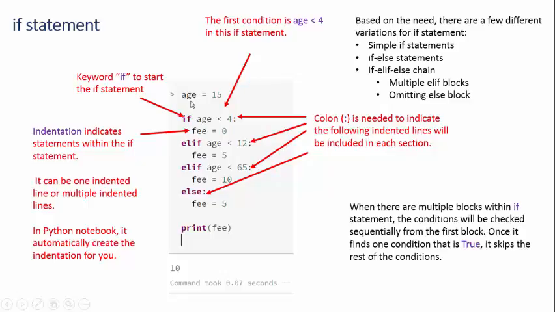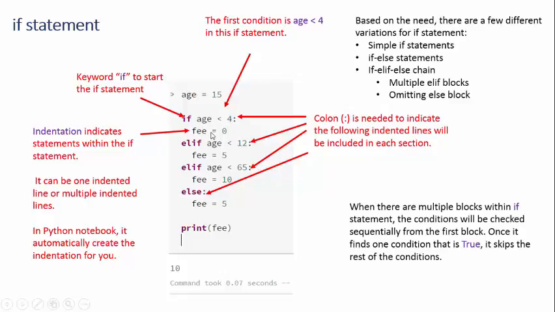This is a variable, so age is going to have the value of 15. I'm going to use the if statement to find out the fee structure. The first case is: if someone's age is less than a particular number, in this case 4, they are viewed as kids. Kids can usually enter the zoo for free. So the fee will be 0 if the age is less than 4.